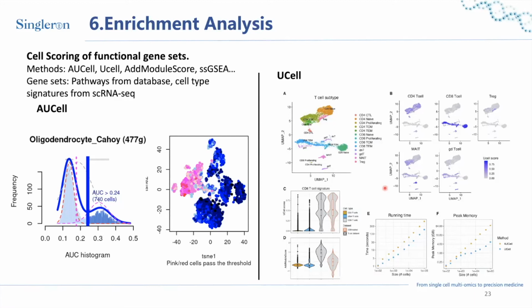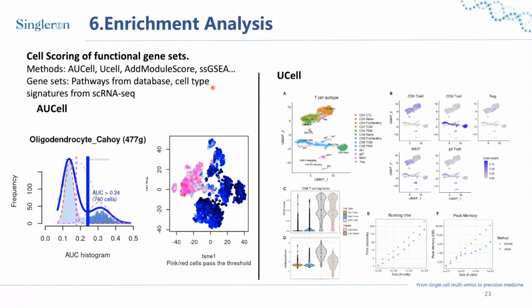So you calculate the enrichment score of different cell type signatures, and it will predict the cell type for every single cell. There are a lot of methods designed for cell scoring, like AUCell, UCell, AddModuleScore in Seurat, and ssGSEA. The concordance of these methods is very high, so you can choose one of those.